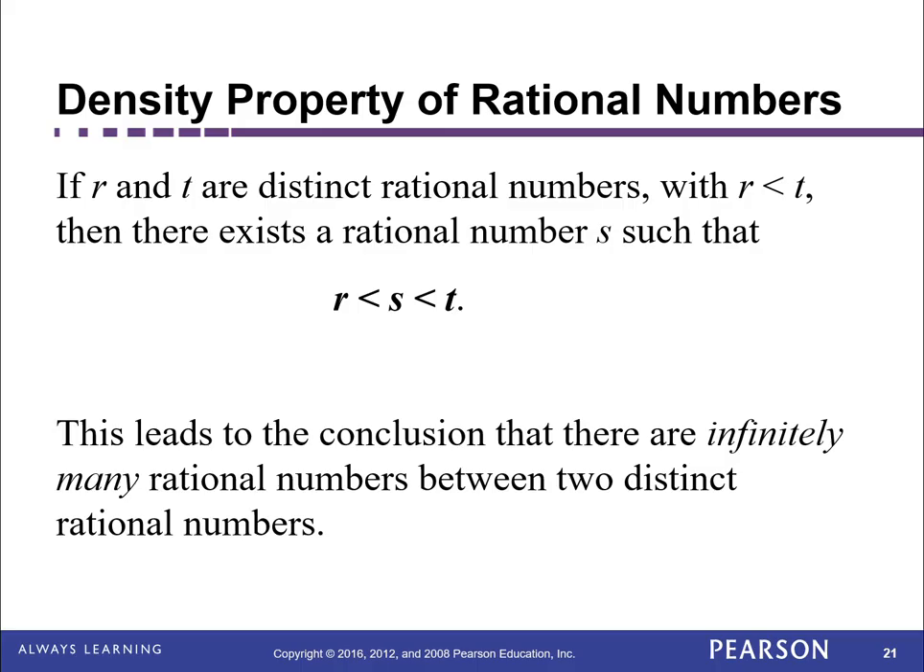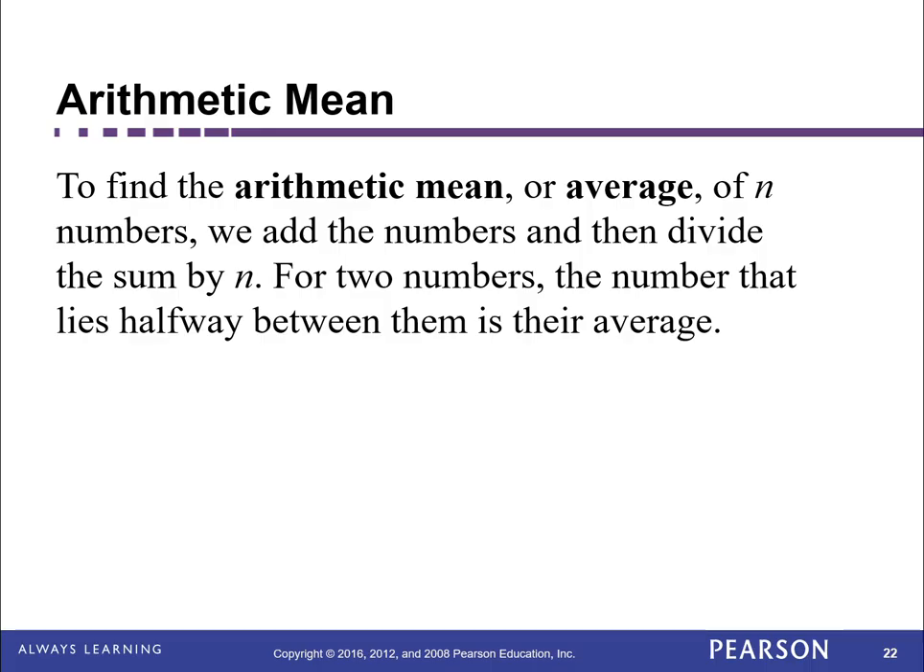Now, let's look at the density property of rational numbers. If R and T are distinct rational numbers with R less than T, then there exists a rational number S between those two rational numbers. This leads to the conclusion that there are infinitely many rational numbers between two distinct rational numbers. Essentially, if you have two distinct rational numbers, you can always find another rational number between them. And what that means is if I can always find something between the other two, and there's always something between those two, there are infinitely many somethings out there. Okay, in this case, rational numbers.